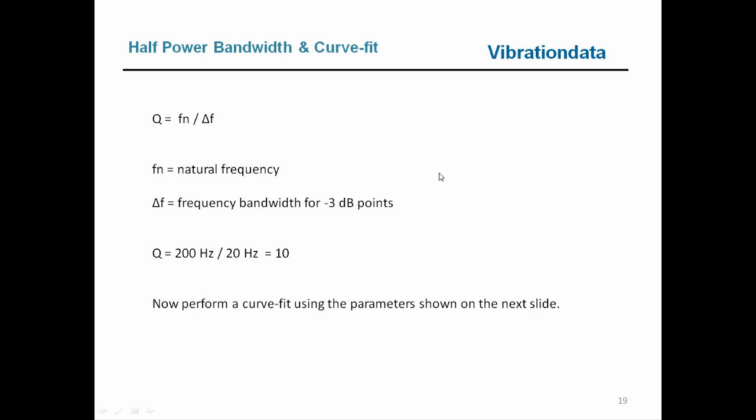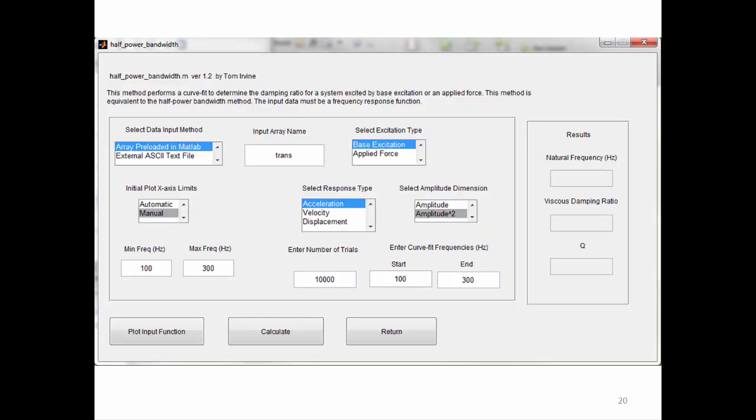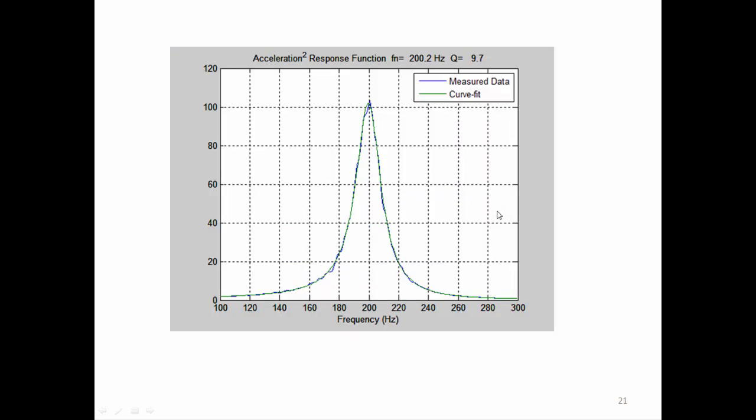That's our Q value. Then if we want to be a little more sophisticated, we can do the half power bandwidth method extension, which is really the curve fit method. And I've shown you all the parameters here. Please use these, especially the one I sometimes make the mistake with: I forget to indicate its amplitude squared. So you need to have amplitude squared to get the correct output parameters from this.